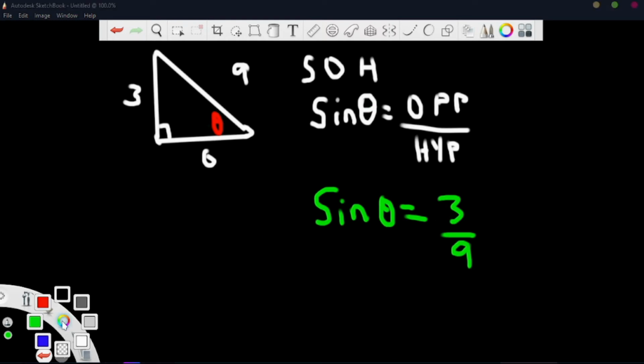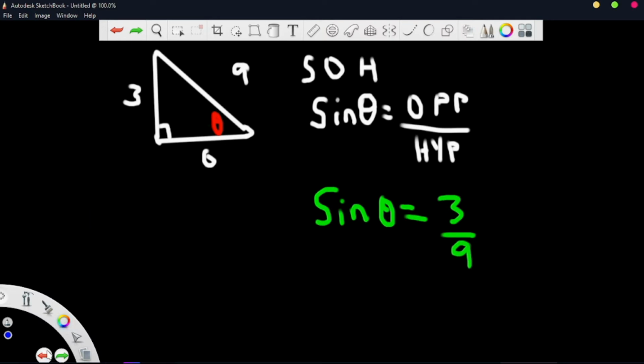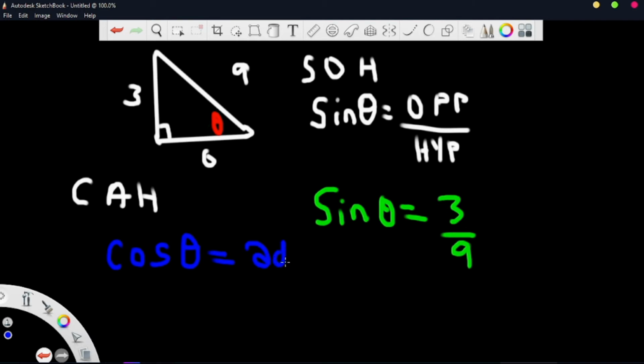Now, how can I find my cos? Using SohCahToa, we know that we have Soh, and then we have Cah. So what is my Cah? My cos of theta is equal to my adjacent over my hypotenuse. My adjacent is basically this 6 part, because we have established that 3 is my opposite and 9 is my hypotenuse. So 6 is my adjacent, and my hypotenuse is 9. So that is 2 over 3.